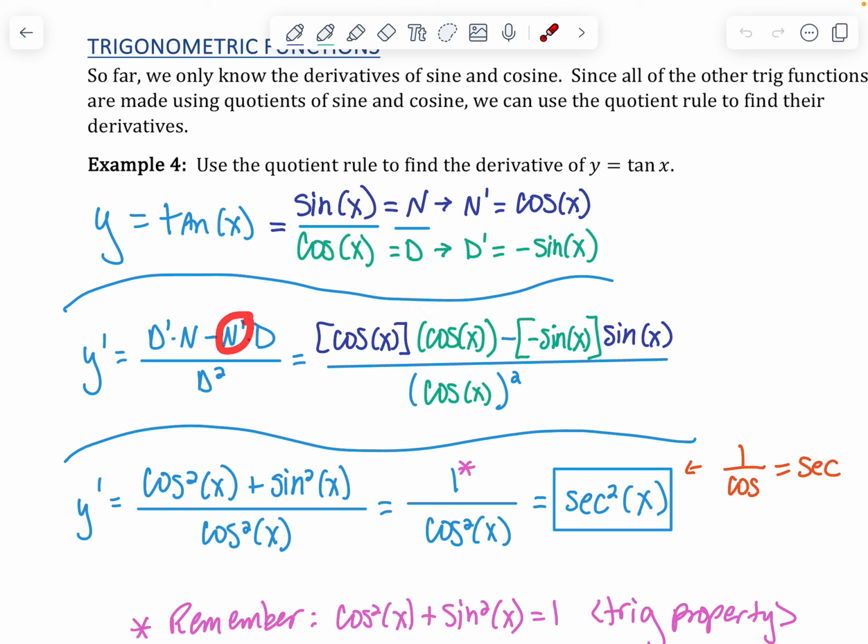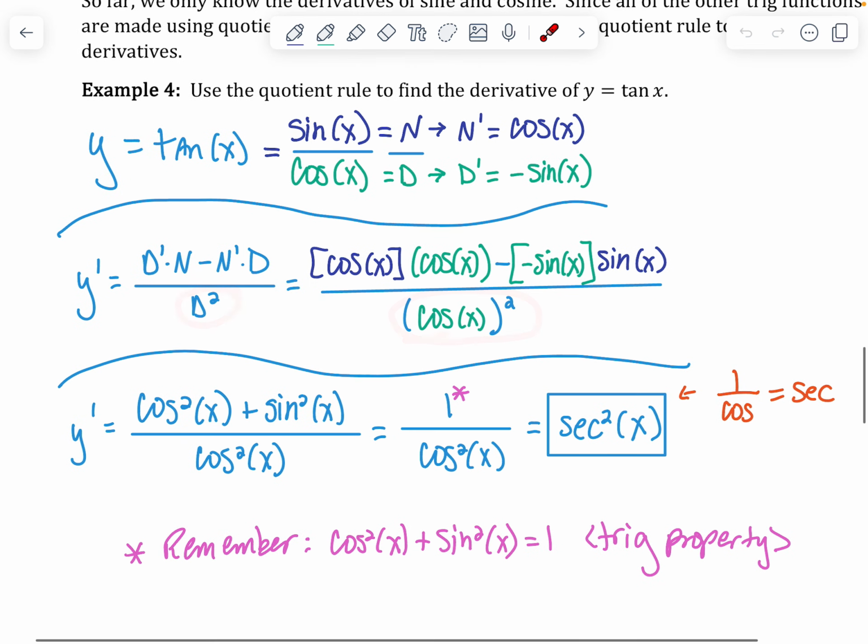Now I should really say d prime, which is the negative sine of x, so I correctly wrote this, and then this should just say n, which is our sine of x, which I correctly wrote. And then remember, we take the denominator squared, which is this cosine squared. So I've got a cosine times a cosine, which is cosine squared. I cannot just cancel these, even though people want to.